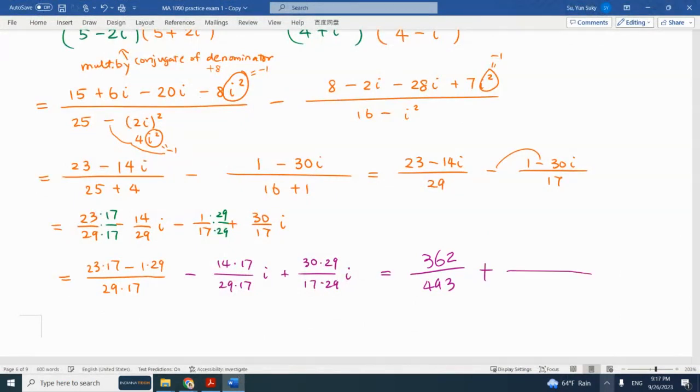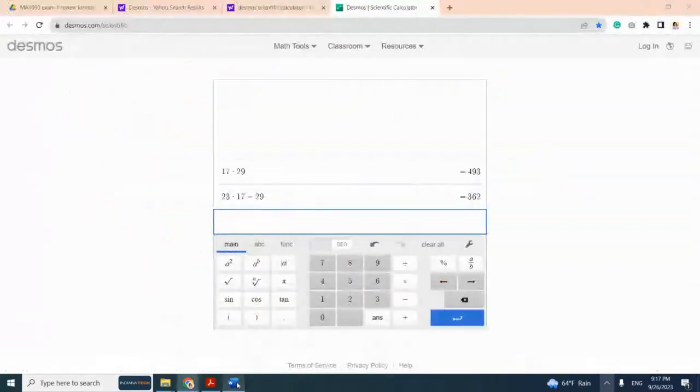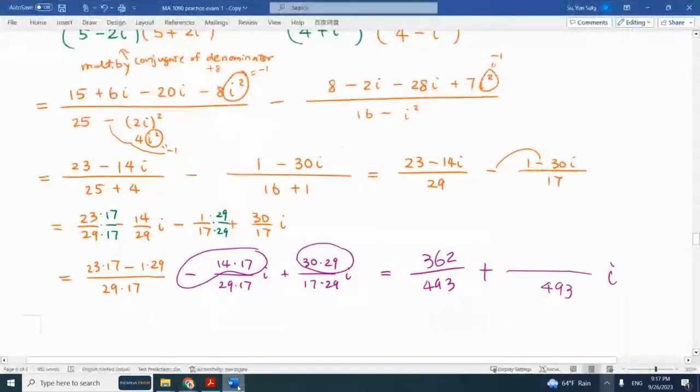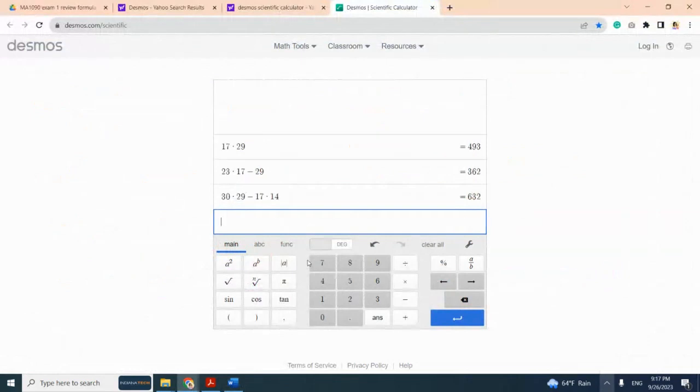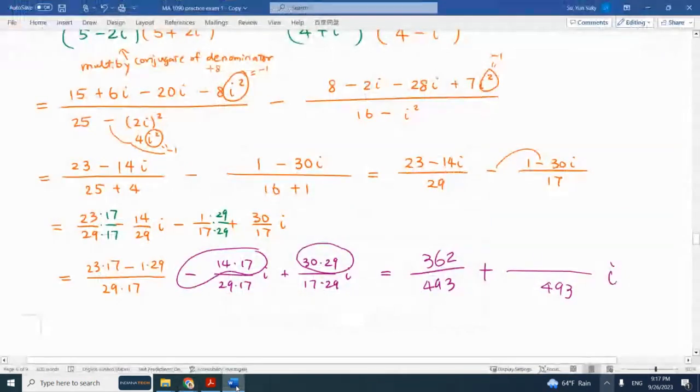Okay, I can do the denominator the same, 493, but your numerator is 30 times 29 minus 14 times 17. So 30 times 29 minus 17 times what? 14. Oh, 632. So this is our answer. Yeah, it's big. Okay, so this is the answer.